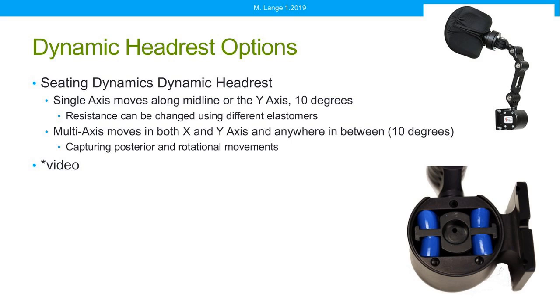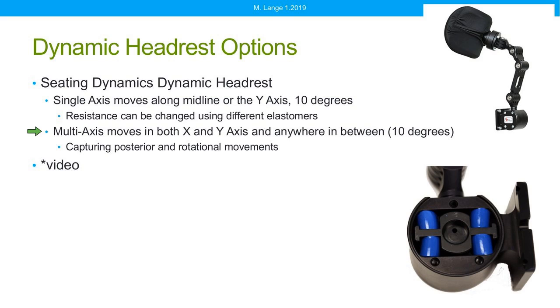This is the Seating Dynamics dynamic headrest. They actually have 2 different kinds, the single axis and multi-axis. Single axis moves straight back about 10 degrees, and you can change the resistance by changing these little elastomers in here. So if you don't want the client to move back quite as far, you can make those a little firmer.